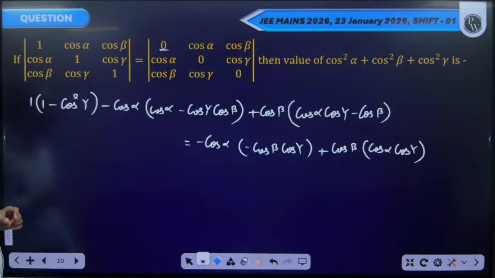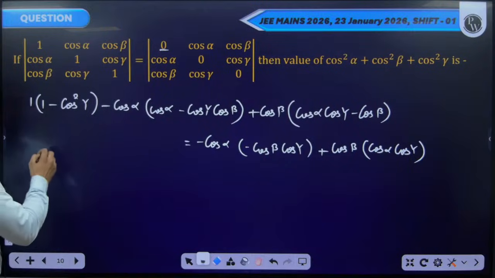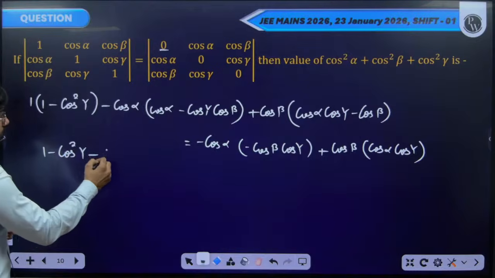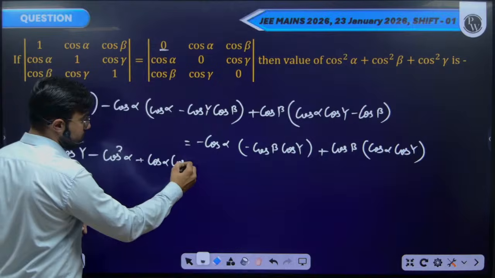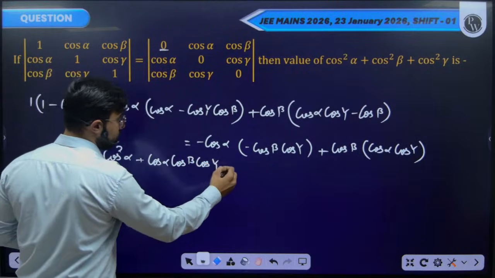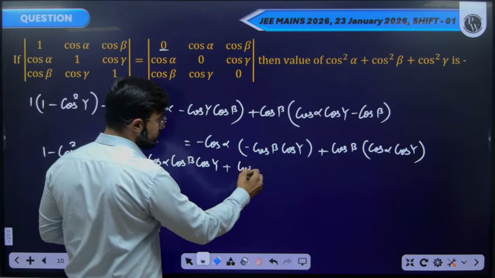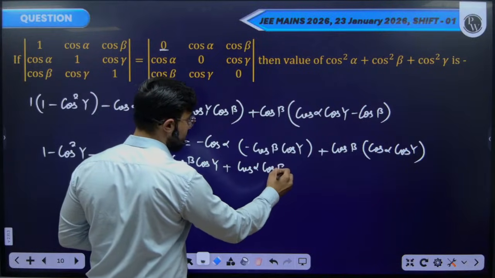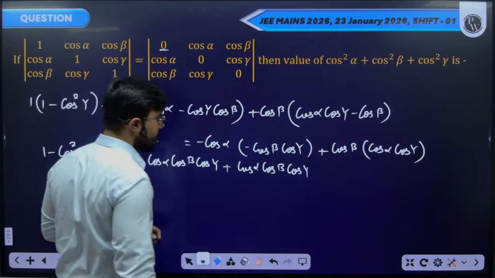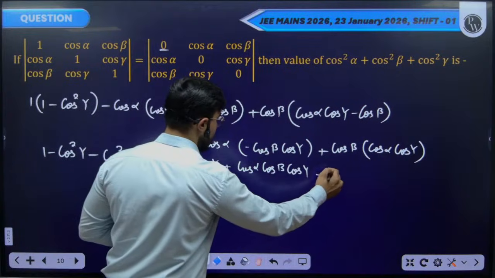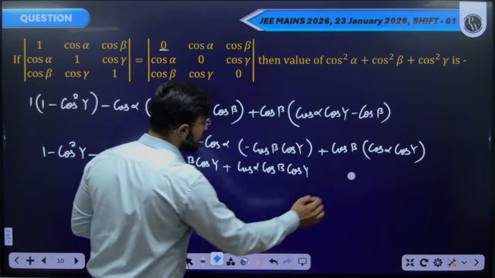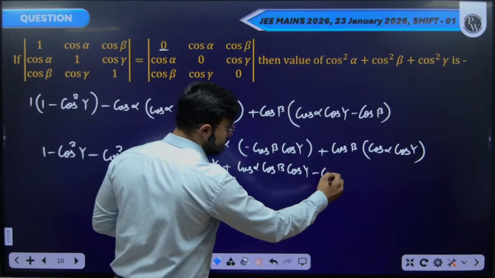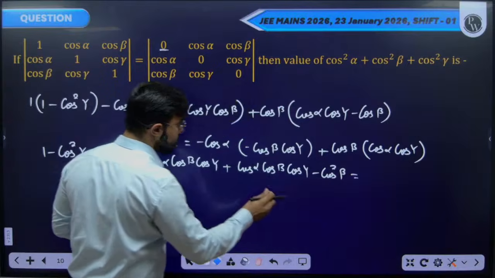You can see some terms get cancelled. See this one. So this is 1 minus cos square gamma minus cos square alpha plus cos alpha cos beta cos gamma. This value is cos alpha cos beta cos gamma, and this value is equal to cos alpha. There is one more term, minus cos beta square, equal to these two terms.